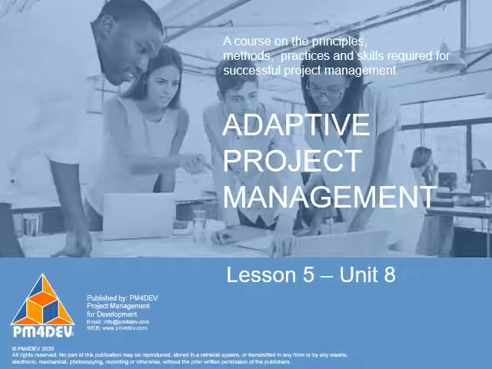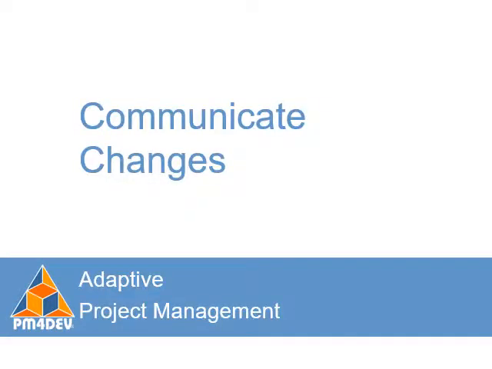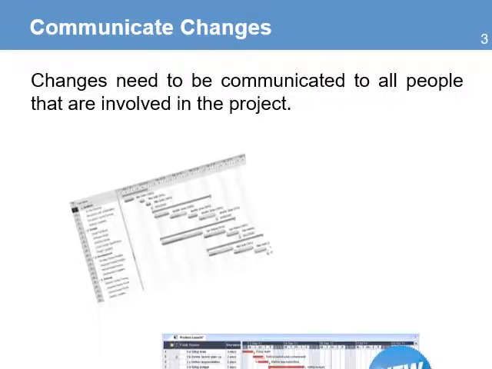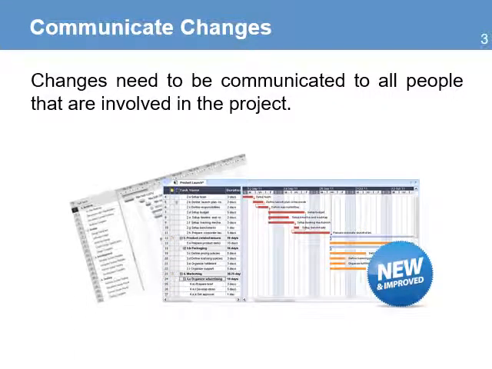Lesson 5, Unit 8. Communicate the changes. All changes need to be communicated to all people who are involved in the project. This is the last step in the adapting phase, which means that you have all the changes approved and you need to communicate these changes.